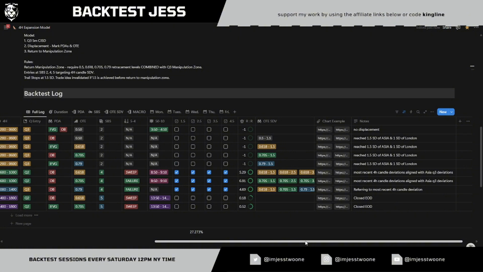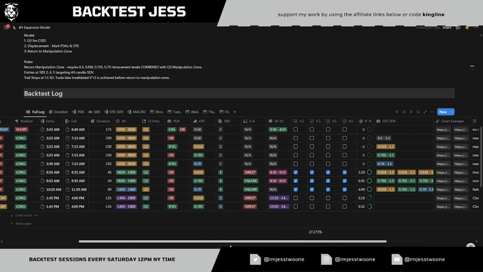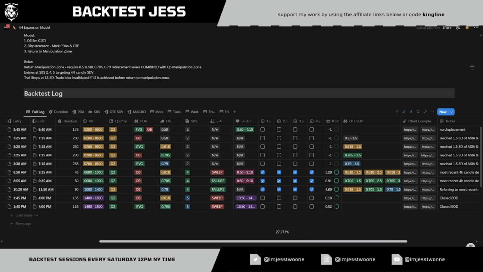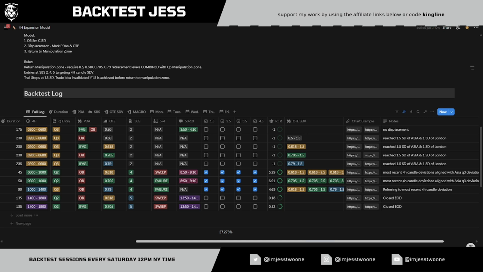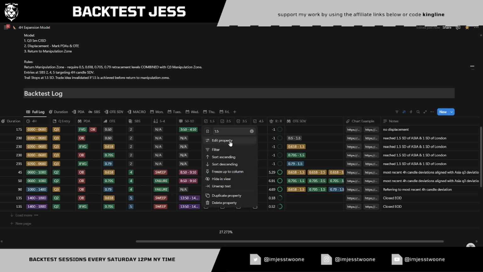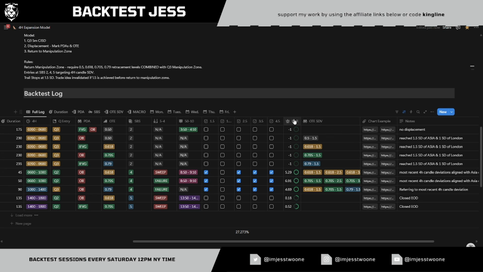Now, one adjustment that I want to make to this is I wanted to add a win-loss column where, so technically these would be the wins because these are where we're taking profits at 1.5, 2.5, 3.5, and 4.5. So I think what I'm going to do is just add a column for a full stop.